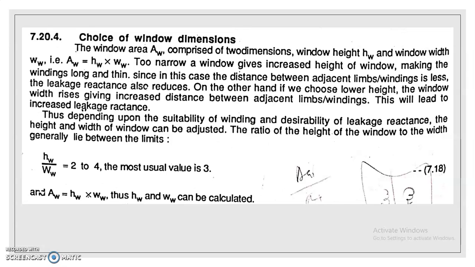Thus, depending upon the suitability of winding and desirability of leakage reactance, the height and width of the window can be adjusted. Normally the ratio of Hw to Ww lies between 2 to 4. The most usual value is 3. So if you assume a proper value of the ratio Hw upon Ww, then we can calculate either of Hw and Ww. Thank you for listening to me. Thank you very much.